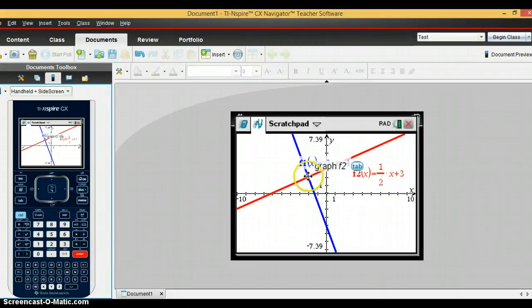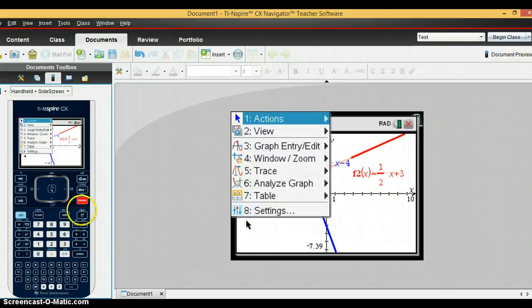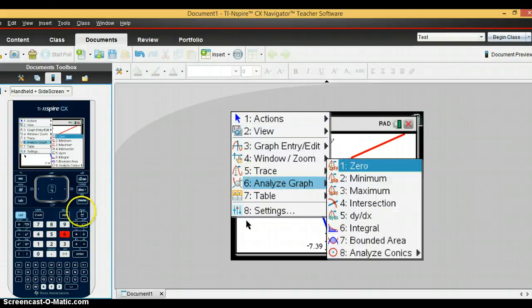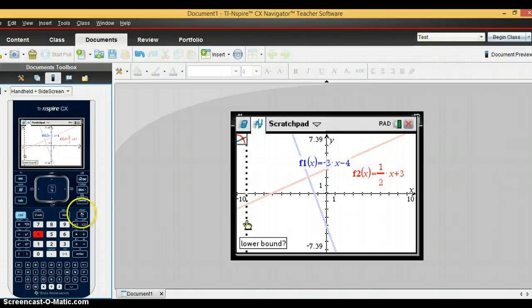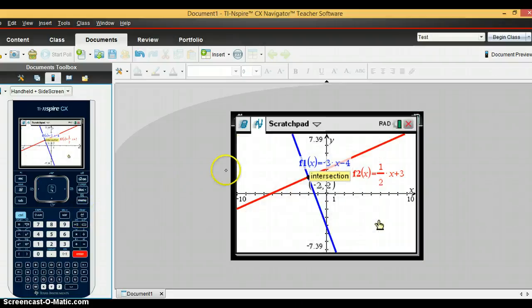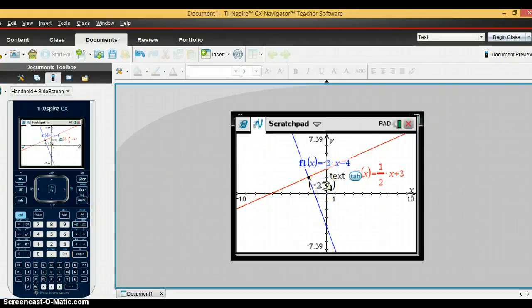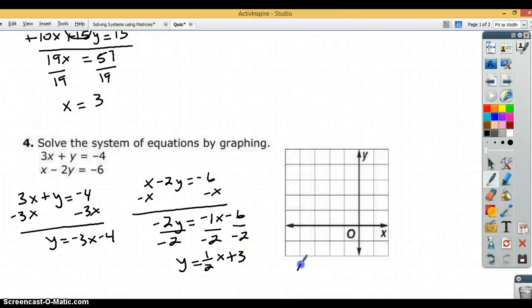So we see our solution right there. If you eyeball it, it looks like negative 2, positive 2. We're going to find out for sure. So this is when we do menu. We want 6, analyze. We want 4, intersection. We press enter here, and then we're going to move that vertical line to the other side. Hit enter again, and it gives me my intersection as an ordered pair, which I'm moving to make it easier, and it is negative 2, positive 2. So the answer to this one was negative 2, positive 2.